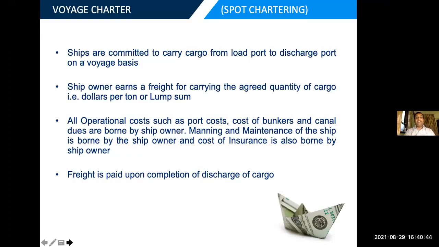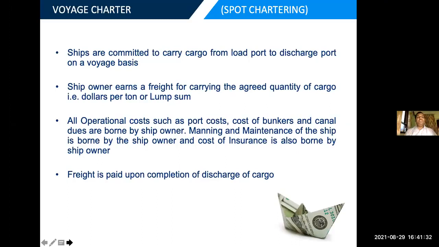Under voyage charter, the ships are committed to carry cargo from load port to discharge port on a voyage basis. Ship owners earn freight for carrying the agreed quantity of cargo, that is dollars per ton or lump sum. The deployment is for a specific voyage, and the revenue the ship owner earns is freight. Now, freight you can express on a per ton basis or on a lump sum basis. Per ton basis, matlab $10 per ton will be my freight. If you have carried 50,000 tons of cargo, 50,000 into 10, 500,000 is the freight. If you have carried 60,000 tons, 60,000 into 10, 600,000 is your freight. That is one way of doing the business.